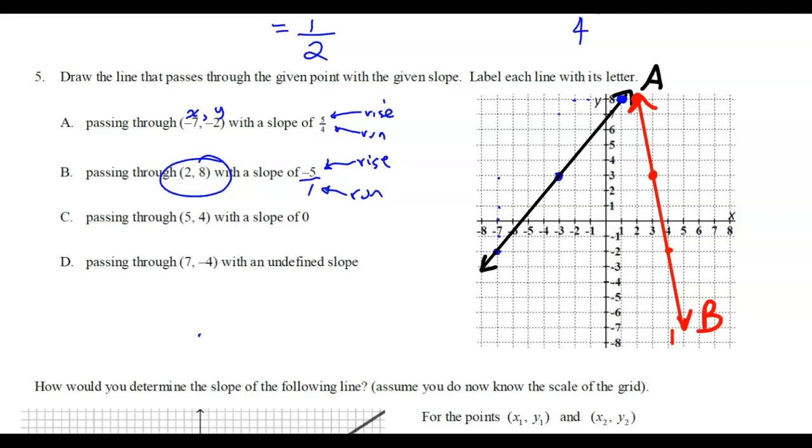Okay, let's do the next one. 5, 4. So 5 for x, 4 for y. Slope of 0. Is it going to be horizontal or vertical? Horizontal. I'm just going to freehand this one. And then 7, -4 is undefined slope, so it's a vertical line. And I'm freehanding it, so it's not great, but it's a little bit faster. Okay.